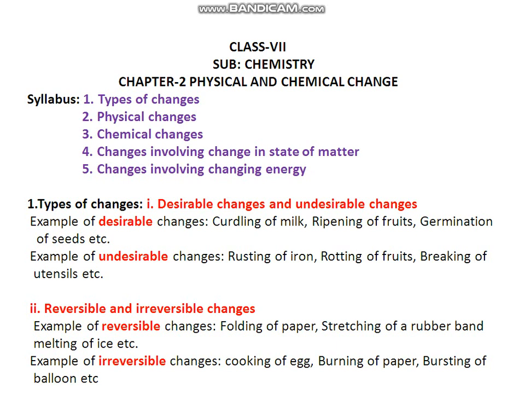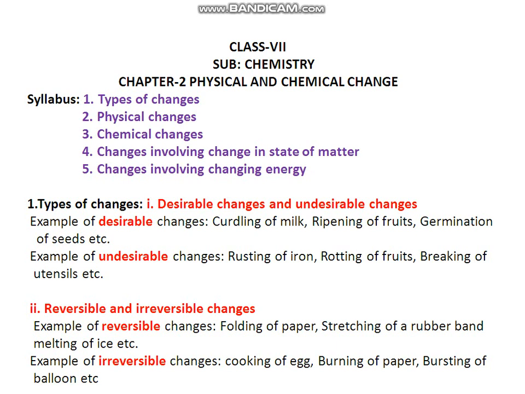Some changes are desirable. That means these changes we want and these are useful to us. For example, curdling of milk, ripening of fruits. We want these changes and these kind of changes are useful to us. That is why these changes are called desirable changes. And undesirable changes: some changes we do not want. We do not want these changes to take place, that is, these are harmful for us. That is why they are called undesirable changes.